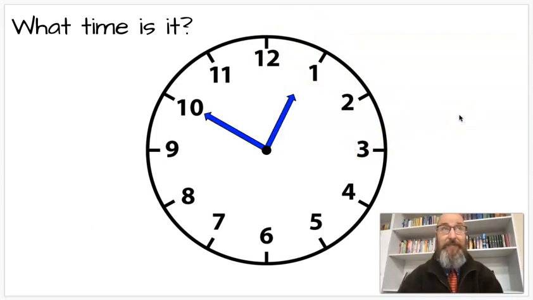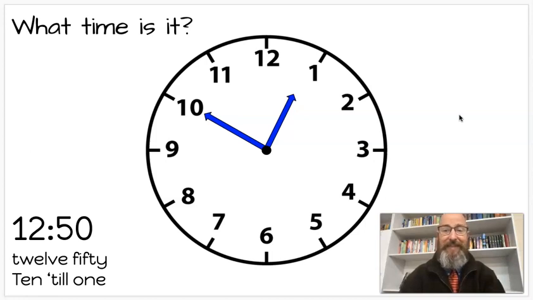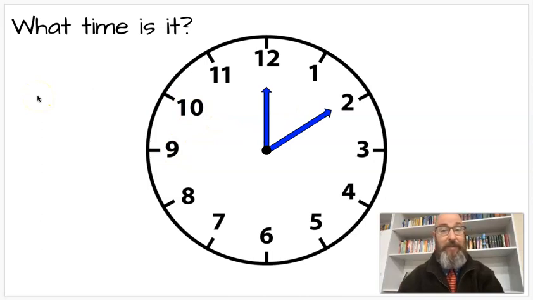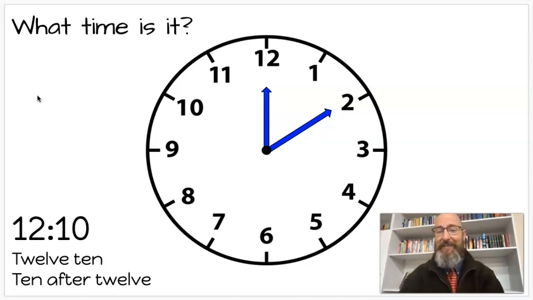What time is it? 12:50 is correct. Again, it hasn't gotten to the 1 yet, so it's still 12, and we have 10 jumps of 5. 5, 10, 15, 20, 25, 30, 35, 40, 45, 50. 12:50. What time is it? 12:10. That's correct. Still on the 12, 12:10.